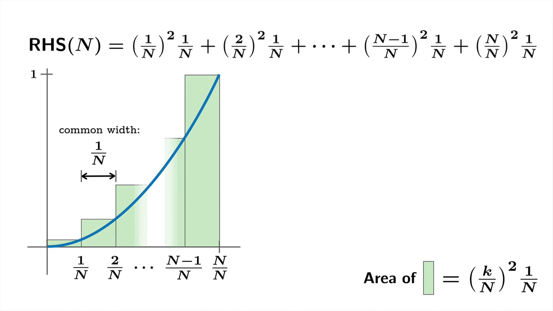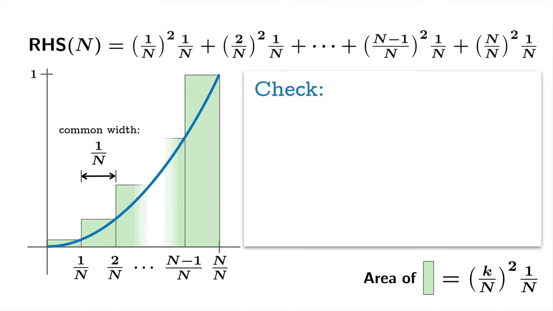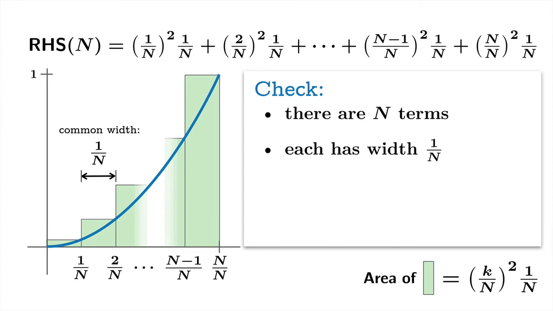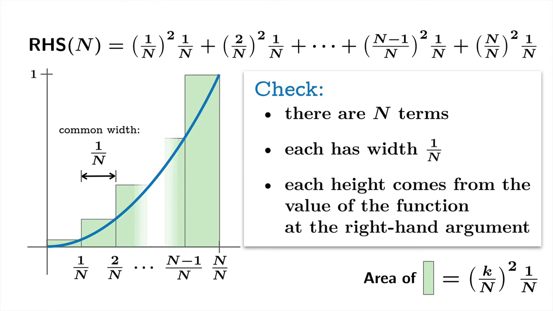So you should convince yourself that this is what the formula looks like, and you can just check various aspects of this formula. So there are n terms, which you expect. Each has width 1 over n, as far as thinking of it as the area of a box, and each height comes from taking the right hand side of the interval, taking that argument and evaluating the function there.